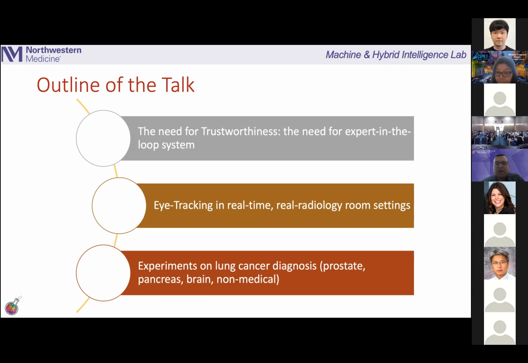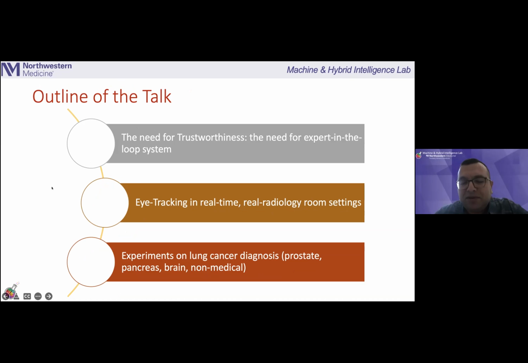I'm going to show how we can use eye tracking systems in radiology screening settings in real time and in a real radiology room, considering several different applications. I will show mainly lung cancer diagnosis examples, but we'll extend it to other applications, including even non-medical ones.